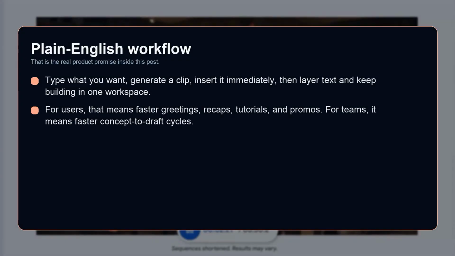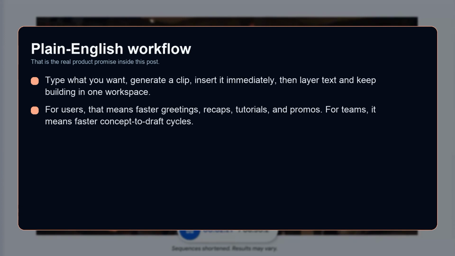So if you translate this post into plain English, the workflow is simple. Type what you want. Generate a clip. Insert it immediately. Layer text and captions. Keep building inside one workspace. That is the selling point. And that is also why the post is effective. It shows the product in motion without drowning the viewer in feature jargon. You can watch it once and understand the pitch.